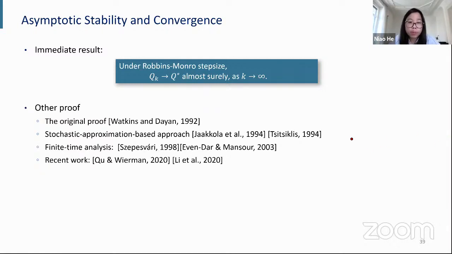This is by no means the first asymptotic result on Q-learning algorithms. In fact, there are stochastic approximation-based analysis approaches for this Q-learning algorithm. There are also finite time analyses for Q-learning algorithms that have been recently developed. All of these other proofs are much more complicated than what I have just shown to you. And in fact, the step size here we choose is very general. As long as it satisfies this Robbins-Monro condition, it will guarantee convergence. Whereas many of these other proofs do need to have very special step size choices.